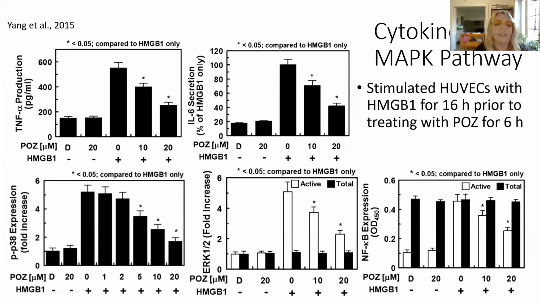And so next they wanted to look at cytokine expression. And so they treated the HUVECs with HMGB1 for 16 hours and then treated the cells with pause for 6 hours. And they saw a dose-dependent decrease in TNF alpha as well as IL-6 release in the supernatants. And they also saw a decrease in P38 and activated P38, ERK1 and 2, as well as NF-kappa B in the nuclear lysates.